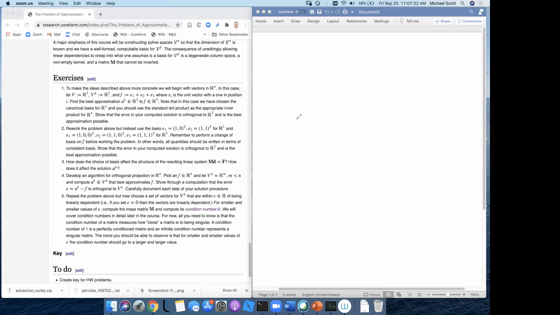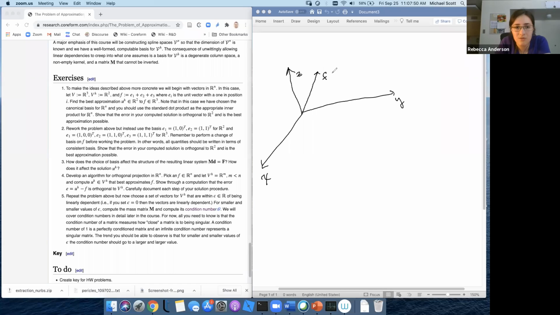So on the first problem, what you are trying to do is approximate the vector f with some vector that lives inside the xy plane. Does that make sense? Mm-hmm. So conceptually, I can do it, but using the notation, I don't know how to get through the notation.